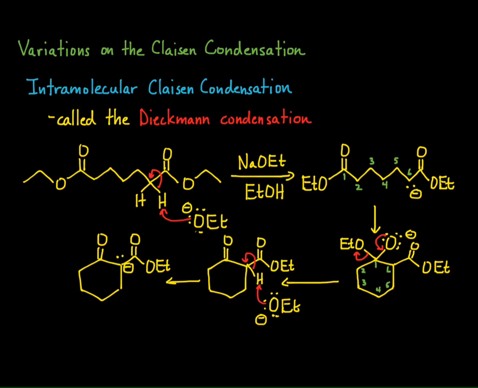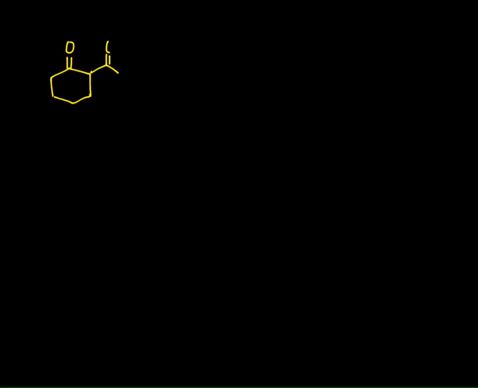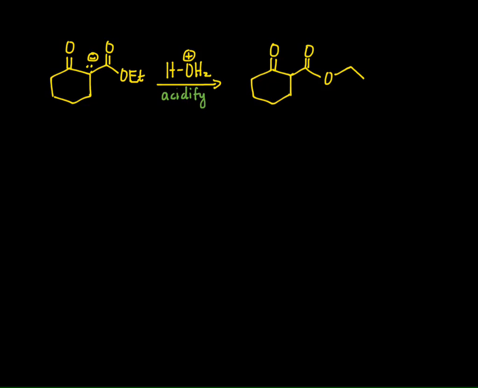Then the reaction stops there, right? Equilibrium is favored toward the starting material until I get to this stage where deprotonation occurs, and now I'm driving the reaction toward product formation. At this stage the reaction is complete. I now have to acidify to generate my neutral species, and I get my cyclic beta keto ester. So intramolecular Dieckmann condensation reactions are ways of producing cyclic beta keto esters.